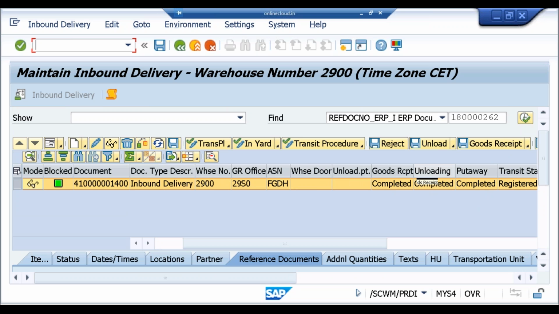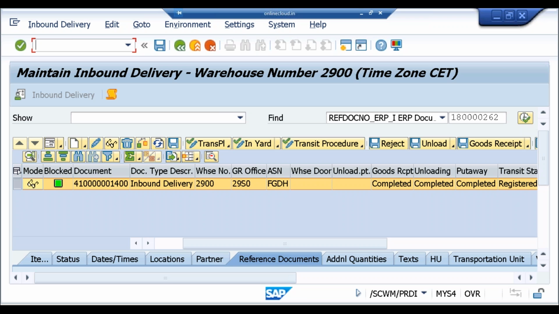We have completed the unloading part, we have done the goods receipt, and then we have done the put away. Put away means, as I have shown you and explained, from where we have received the part and then we have placed the part. From the staging area we have received the part and then placed it into the final bin. That is the process which will happen. It will be placed into a bin, that is the put away process.